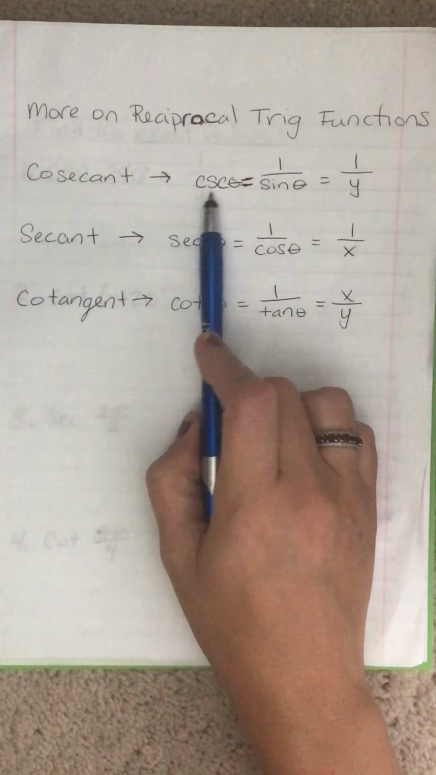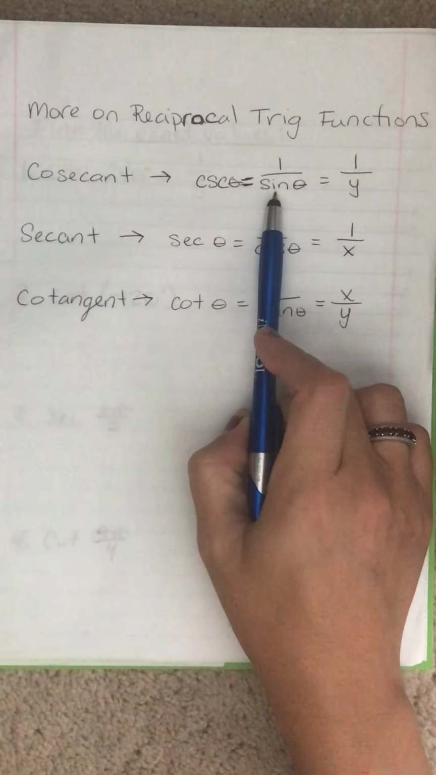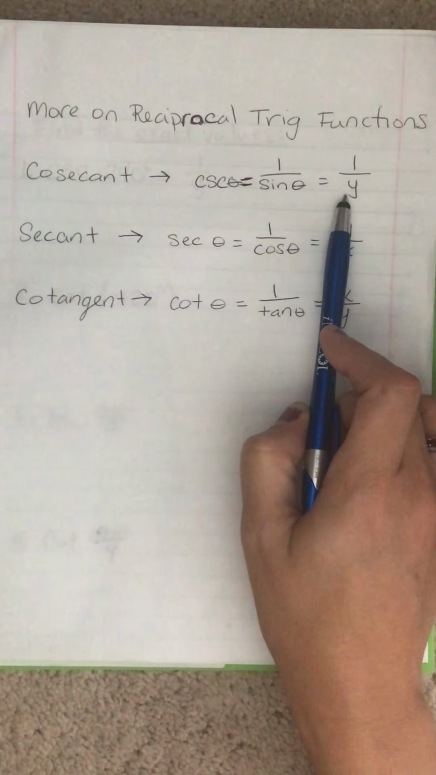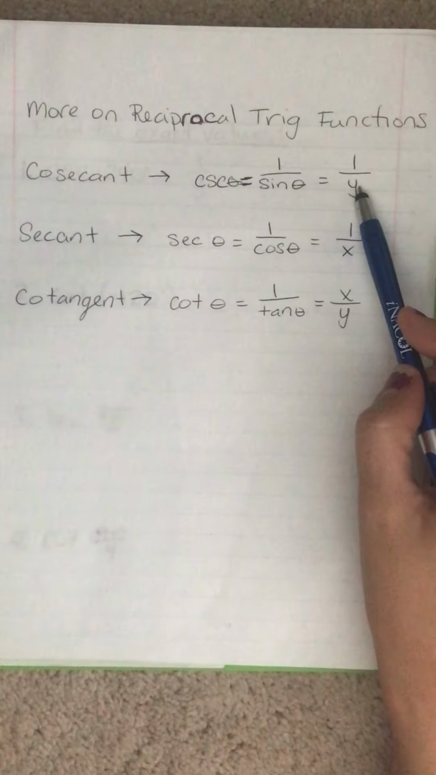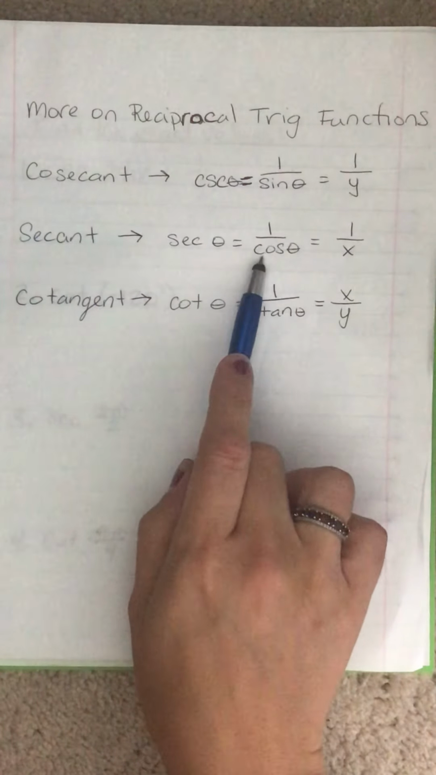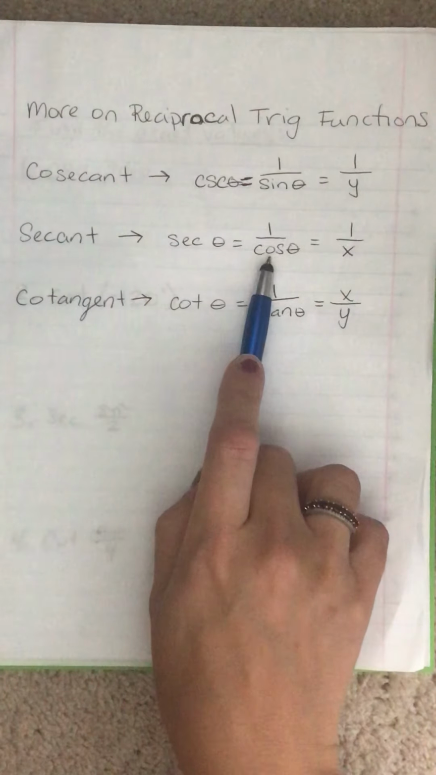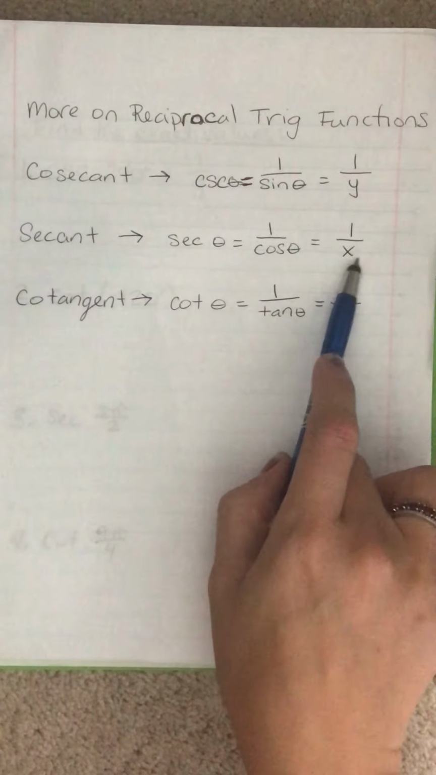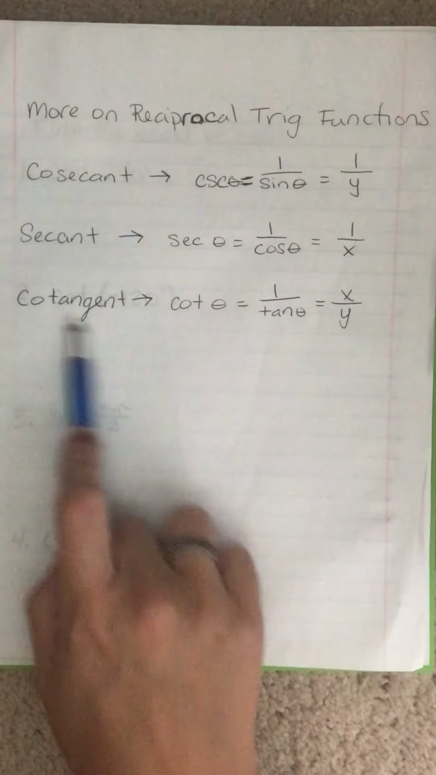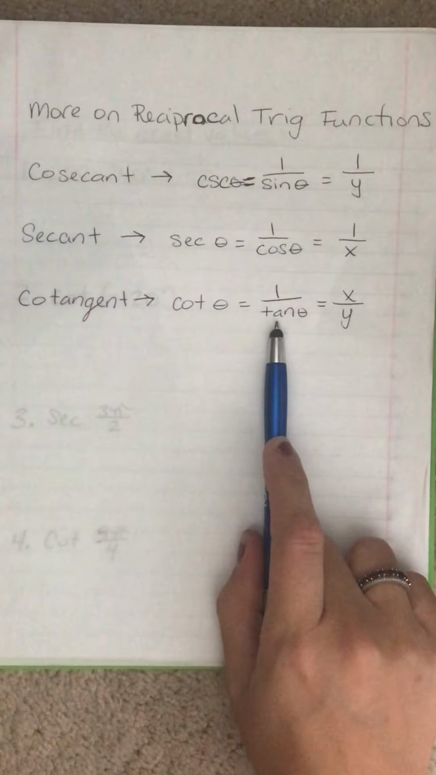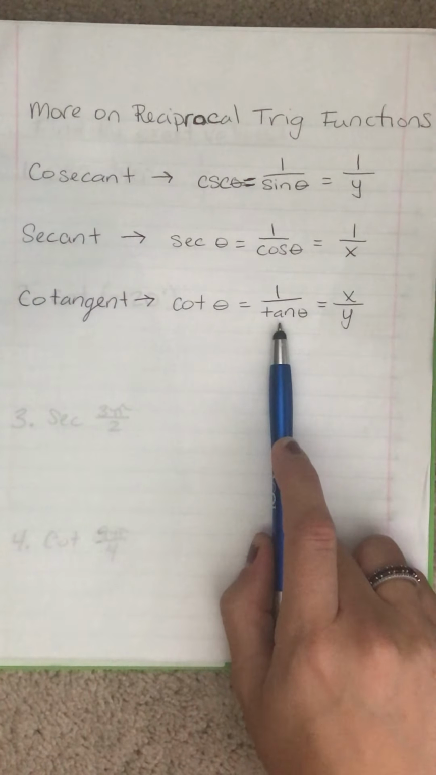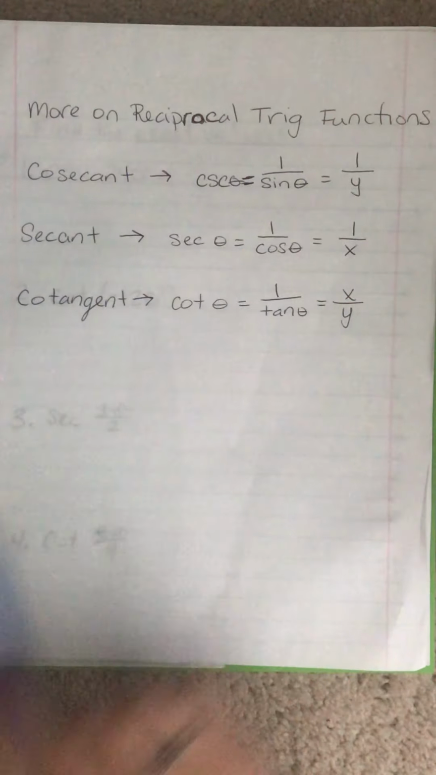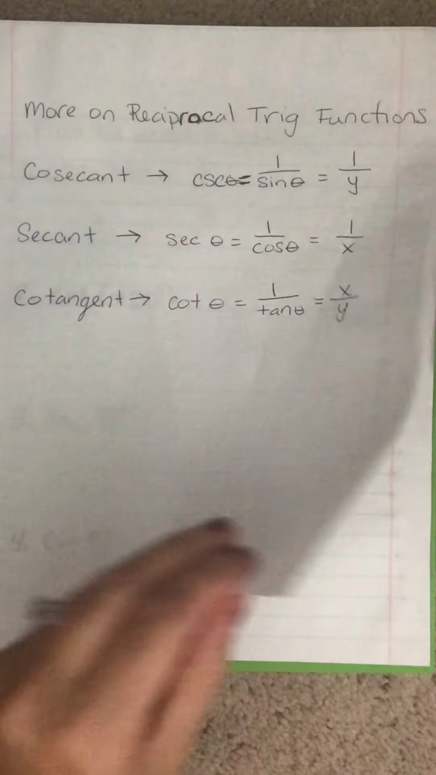Cosecant is the reciprocal for sine, and as we recall, sine uses your y coordinate, so cosecant can be found by using the ratio 1 over y. Secant is the reciprocal for cosine, and cosine uses the x coordinate, therefore secant is the ratio 1 over x. Cotangent is the reciprocal to tangent, and tangent was the ratio of y over x, so cotangent would be x over y. Knowing these should help you when we're finding the exact values of them.